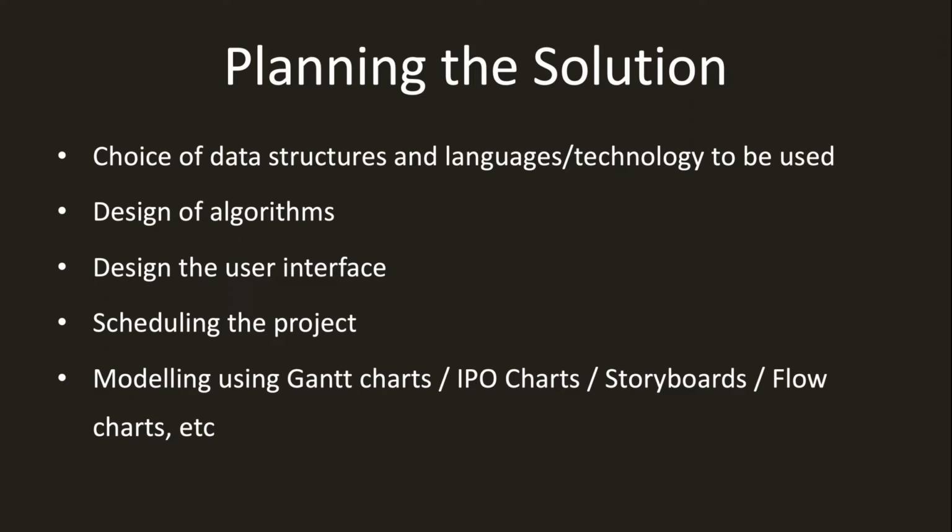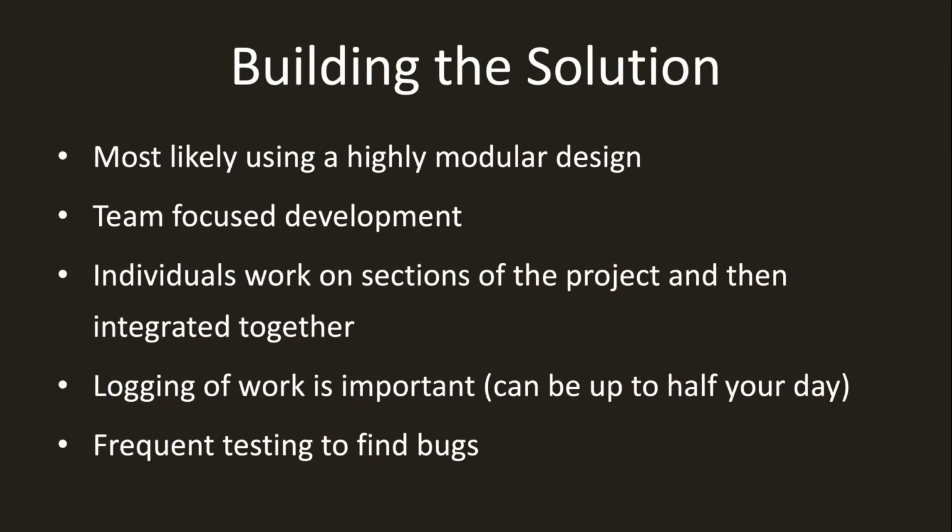We're going to look at the models. We're going to build Gantt charts to schedule it. We're going to look at input, process, and output charts, storyboards of how the user is going to interact with the application, flow charts that help us understand the logic of the application, and data flow diagrams that help us understand how data moves through the system and how it's processed, manipulated, and changed. All of these things happen during planning the solution, so that by the time we get to implementing or building the solution, we really know what it is that we're planning to do.